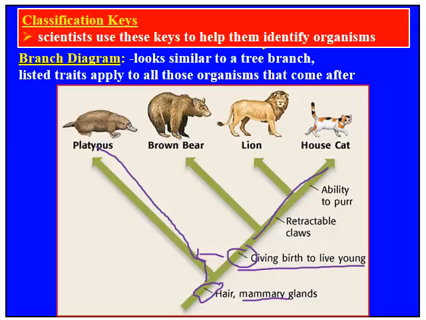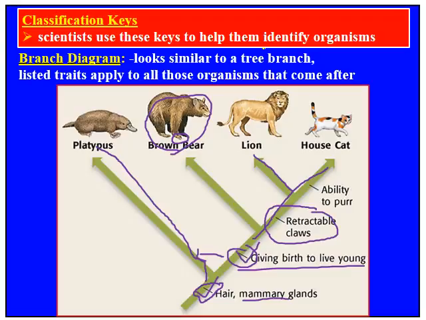Now we come to the brown bear, and the brown bear has hair and mammary glands, gives birth to live young, but it does not have retractable claws. And retractable just means that you can pull it in and out, kind of on call. A bear's paws have claws that are out all the time. Next we see a lion, and the lion is showing that it has mammary glands and hair, it gives birth to live young, and it has retractable claws.